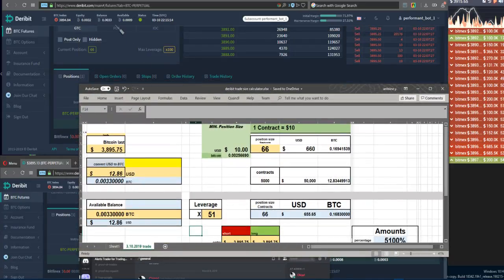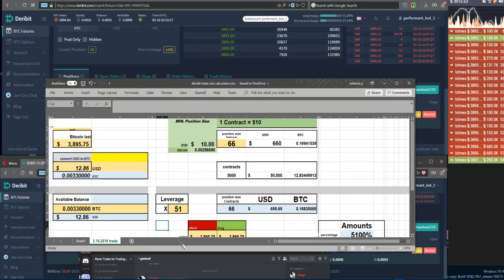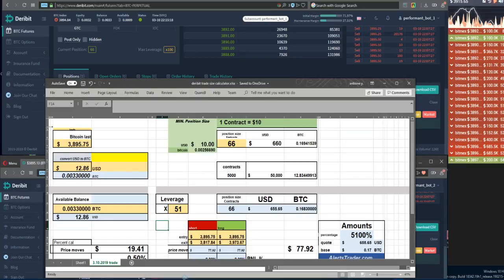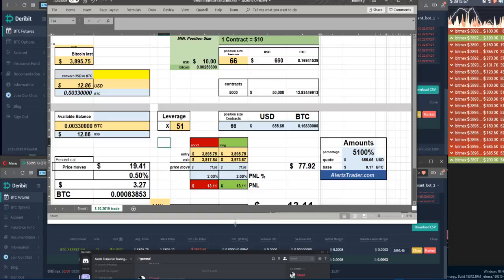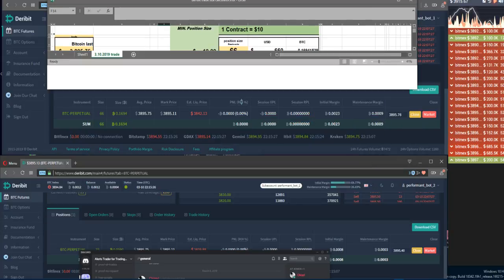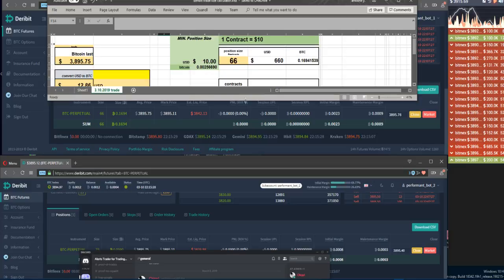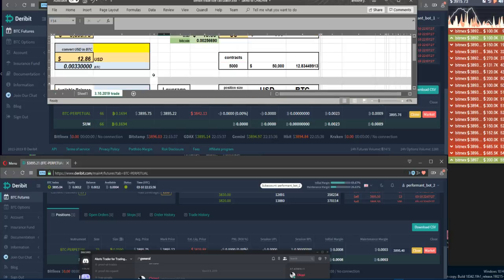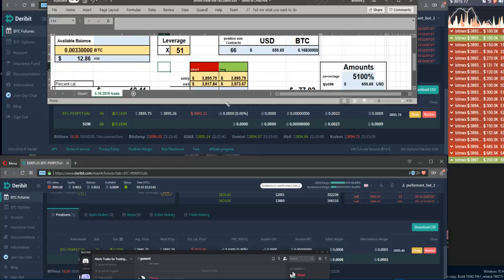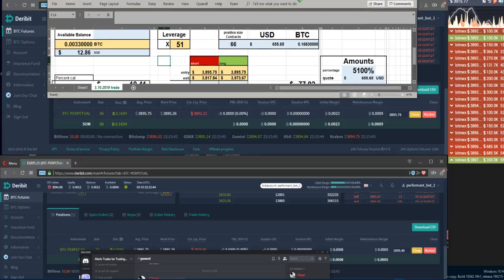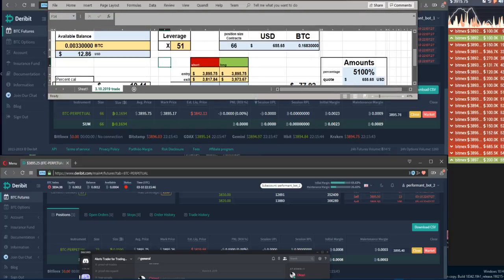Equity 33. I don't know what's going on with funding. I gotta show my team members this.